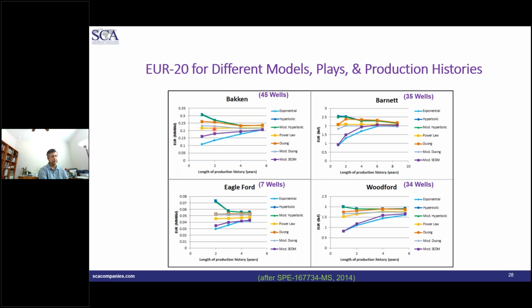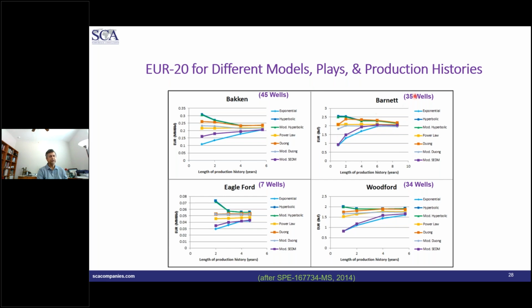And this is the power law exponential. So stretch exponential and power law exponential give you very similar outcomes. But the other models like Duong, because it's rooted in a linear flow modeling approach, will always be on the optimistic side of the equation. So even after a modification of the hyperbolic trend, it will give you a higher outcome. So Duong and any Arps type of approach will give you a higher outcome.